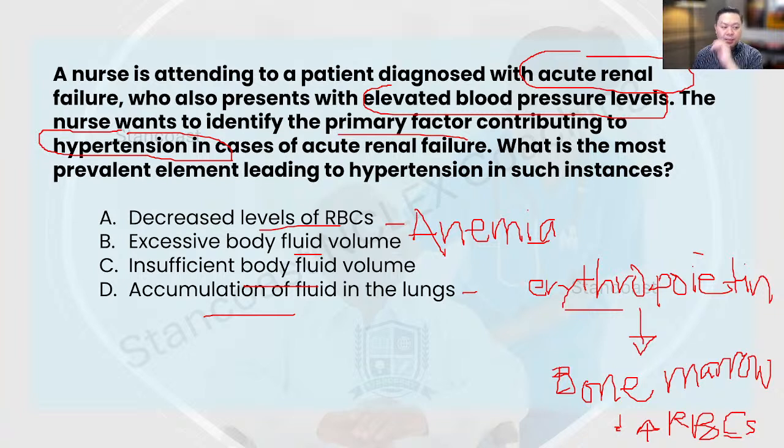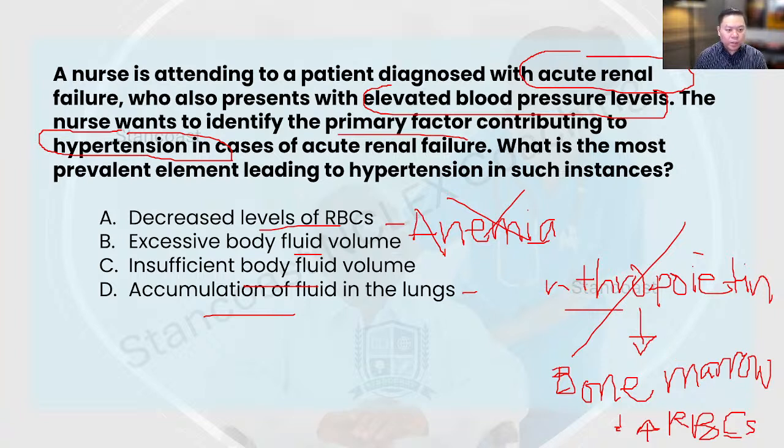However, in acute renal failure, there's not really a significant drop of the red blood cells because it's acute, right? It's a sudden impairment of the kidney. So the production of the erythropoietin at this time is not impaired yet. So you're not going to expect anemia in acute renal failure. However, anemia is common in CKD, chronic kidney disease or chronic renal failure. So we are not going to expect the low hemoglobin or anemia in this scenario.